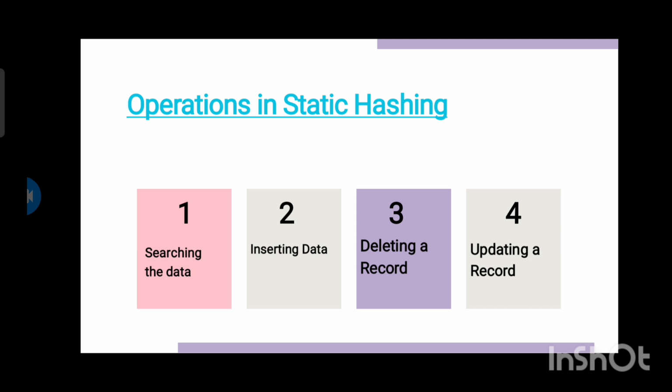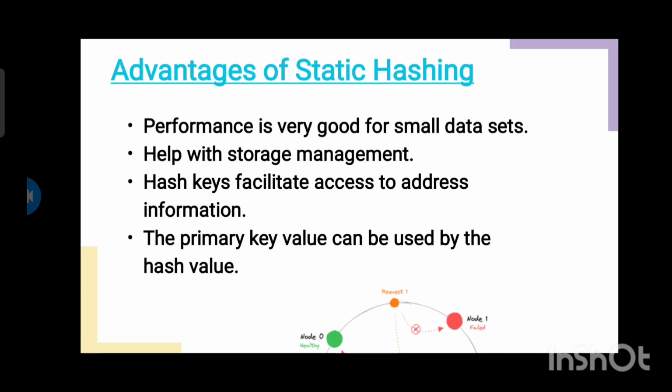Third is deleting a record, in which to delete a record, we must first provide the record to be destroyed. The data at this address will be deleted from memory. Fourth one is updating a record. To update the info, we will first find it using the hash function and then change the profile info.